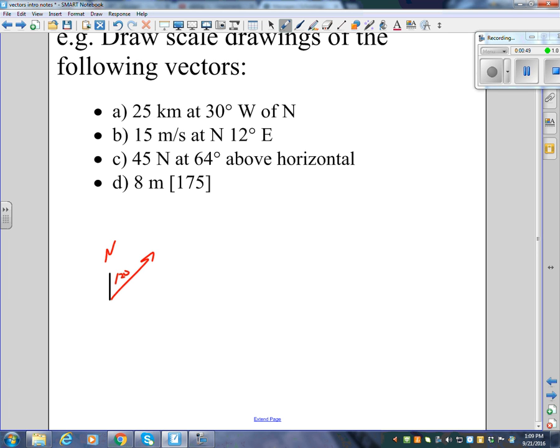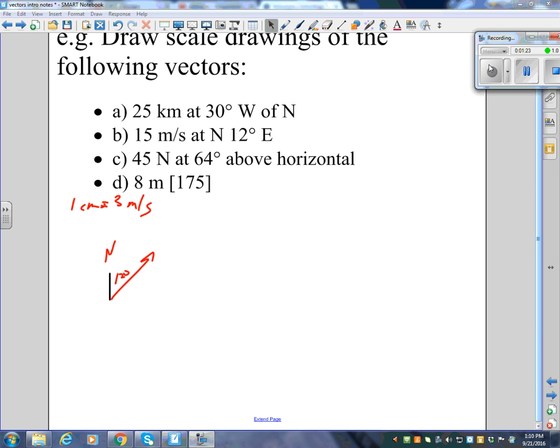Just watch. I'd rather you watch. Okay? So you've got something like 1 centimeter equals, this is 15 meters per second. So 1 centimeter equals, I don't know, maybe 5 or 3 meters per second. If it was 3, then how long would your vector have to be? 5. 15 divided by 3, right? So this would be 5 centimeters long, and that angle there would be 12 degrees. Is that enough for an answer? Okay. Something wrong with that one, Johnny?